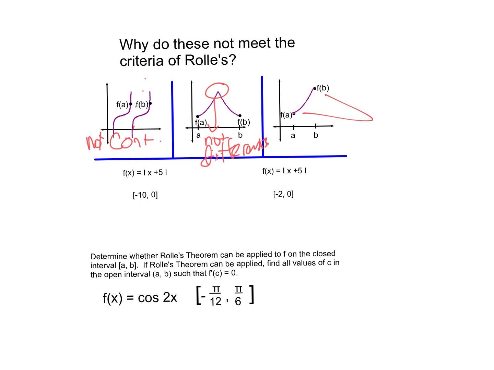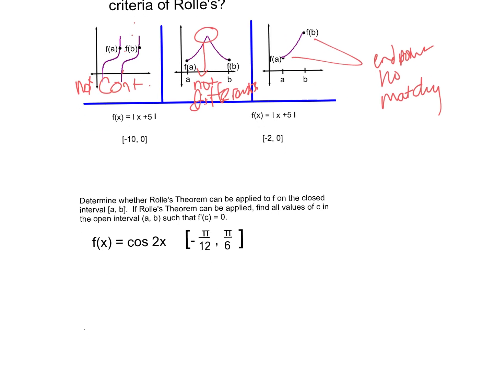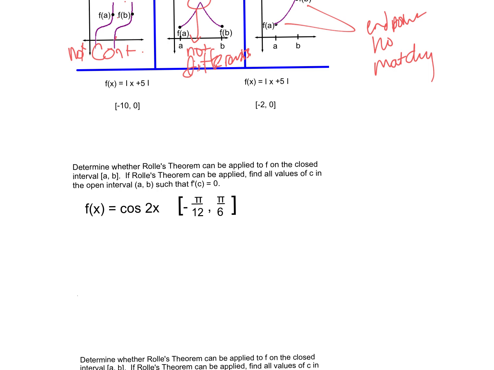However, we cannot use Rolle's because the endpoints don't match. Because they don't match, it does not work. One thing to point out about absolute value functions: you actually can't find the derivative of them. Because this is an absolute value, hopefully some of us remember our vertex would be here at -5, 0.